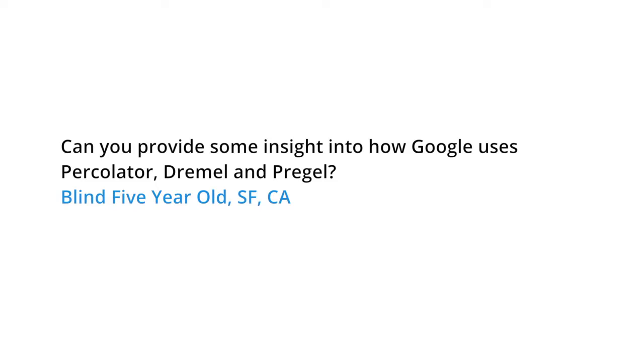We have a really fun question today from Blind 5-year-old who asks, can you provide some insight into how Google uses Percolator, Dremel, and Pregel? All right, so what are Percolator, Dremel, and Pregel? These are completely different tools, and I'm doing the mental translation from internal code names to external code names, so I'll try to keep them straight.